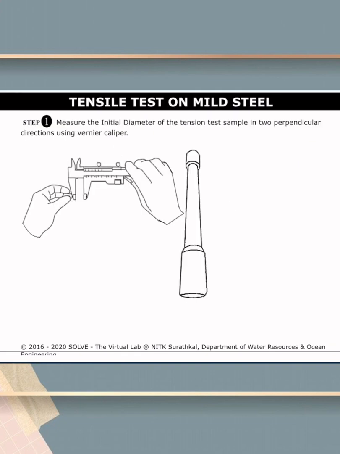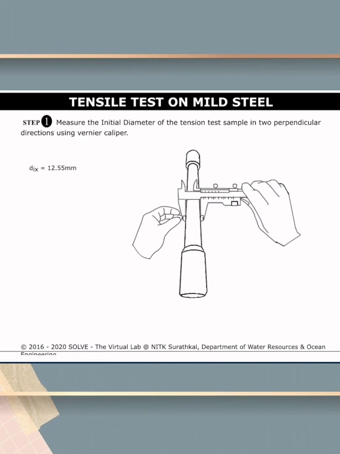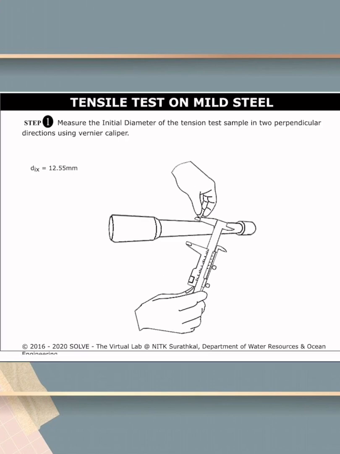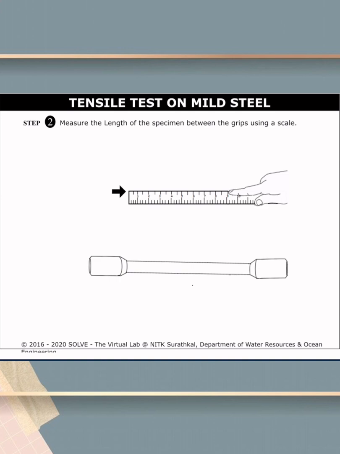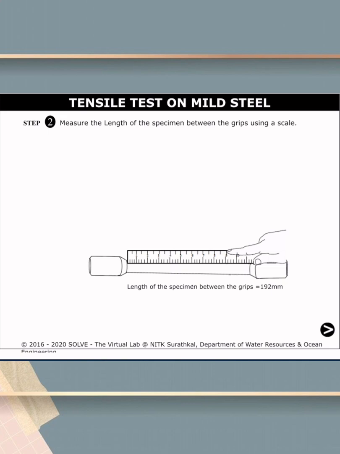Step 1. We have to measure the initial diameter of the tension test sample in two perpendicular directions using vernier calipers. By doing so, you will get the measurement for the initial diameter, which is 12.55 millimeters. Step 2. We have to measure the length of the specimen between the grips using a scale, and you will get the value of the length of the specimen between the grip, that is 192 millimeters.